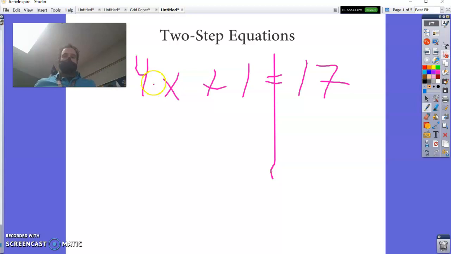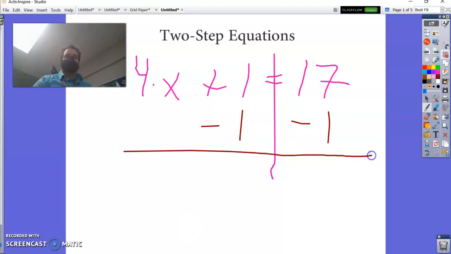Then, you're going to be undoing the operations you see. Right here, we have multiplication, right? And over there, we have addition. In order to get to multiplication, I can't do it quite yet. I got to undo the addition first. It's in the way. It's blocking my whole flow. So, I'm going to change colors so you can see it. I'm going to do -1 on both sides to get rid of that +1.